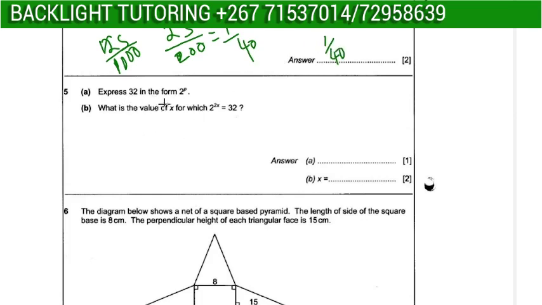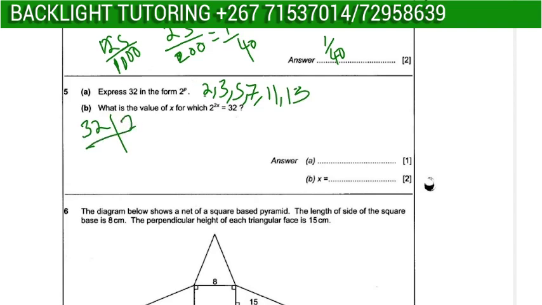Express 32 in the form of 2 to the power p. So you're expressing this number as a product of its primes. Remember, when you talk about prime, we start with 2. 2 is the only even number that is prime. Then followed by 3, 5, 7. Remember, these are numbers that are only divisible by itself and 1. We can have 11, 13, and so on.